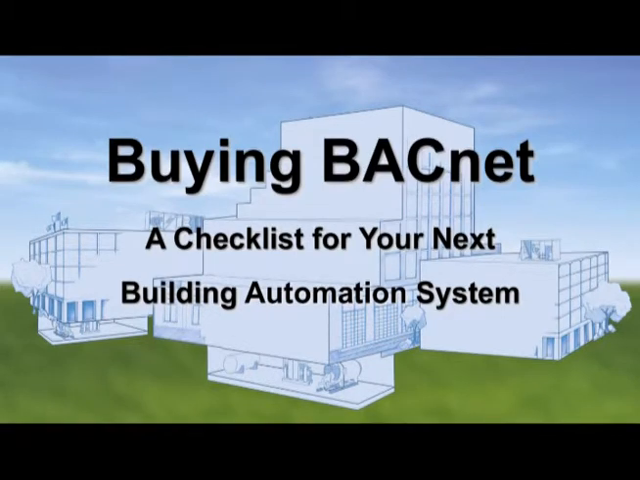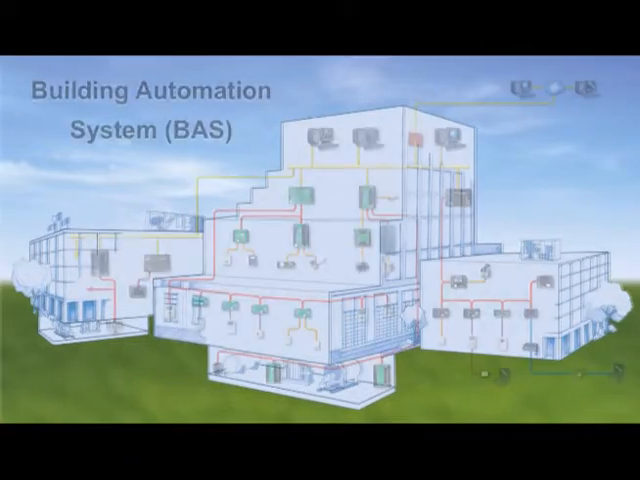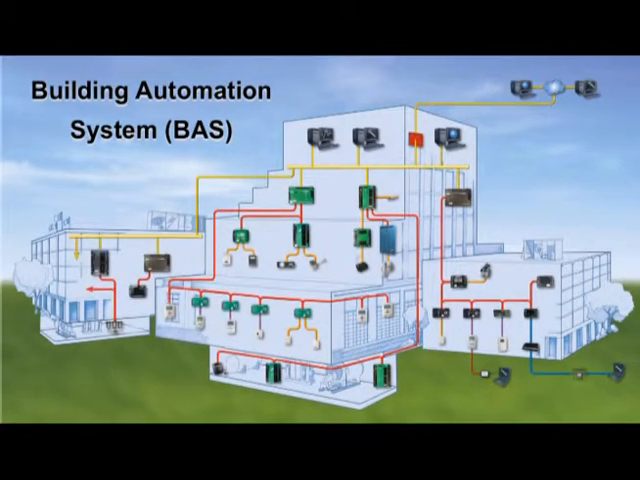Are you looking for better control of the heating, cooling, ventilation, and lighting in your building? To decrease energy costs while maintaining optimal occupant comfort, you need a building automation system, or BAS for short. But what kind of system is best?